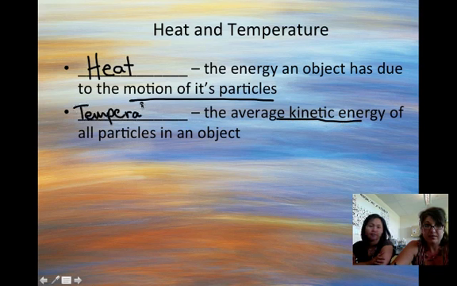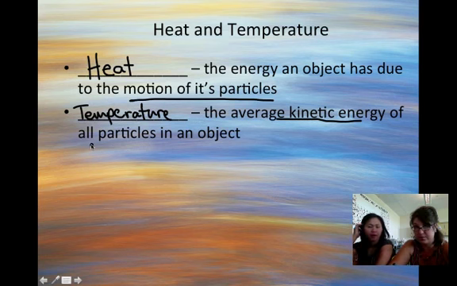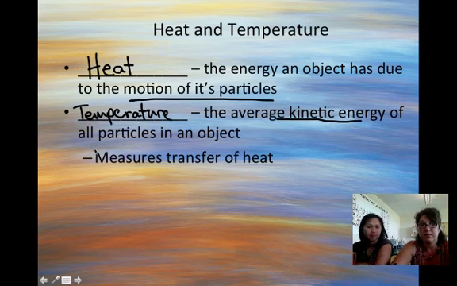And so, of course, these are related. But the difference is a larger object can have the same temperature but a different amount of heat than a smaller object, because it has more particles. So we're measuring the transfer of heat from one object to another when we're measuring temperature. It's flowing from one object to another.